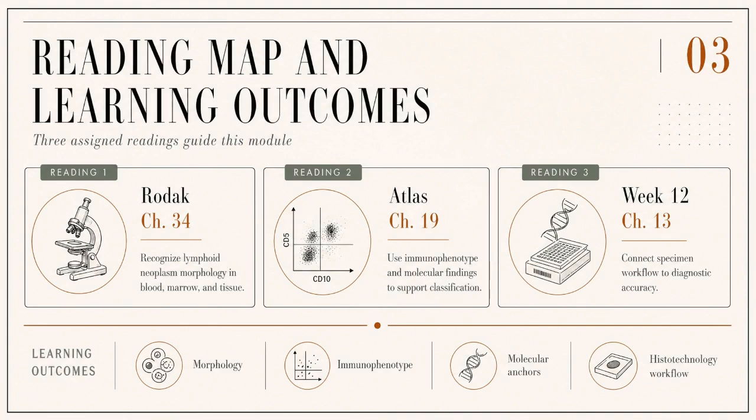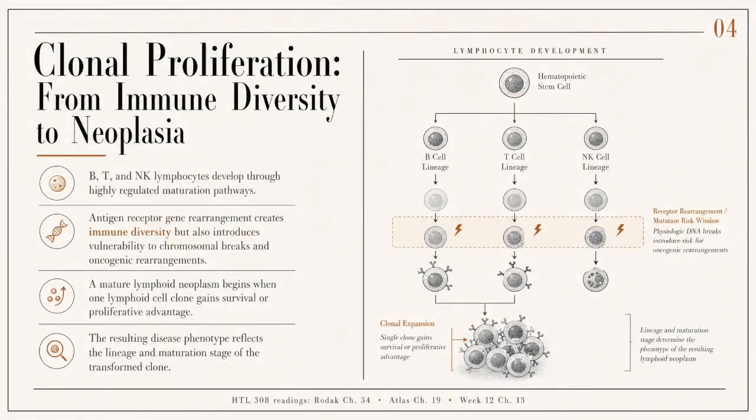With this roadmap in mind, we are now prepared to delve deeper into the biological basis of clonal proliferation in lymphoid neoplasms, setting the stage for understanding their diverse morphological and molecular characteristics. As we transition into the critical concept of clonal proliferation, it is essential to appreciate how the normal processes that generate immune diversity can paradoxically set the stage for neoplastic transformation.